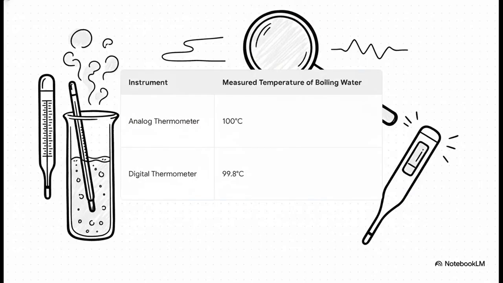Okay, check this out, because this slide is a perfect example of sensitivity in action. Imagine we're measuring boiling water. The analog thermometer reads a perfect 100 degrees Celsius. Looks great. But the digital one? It reads 99.8. So why the difference? It's because the digital thermometer is more sensitive. It can detect and show you those tiny fractional differences that the analog scale just kind of rounds off.